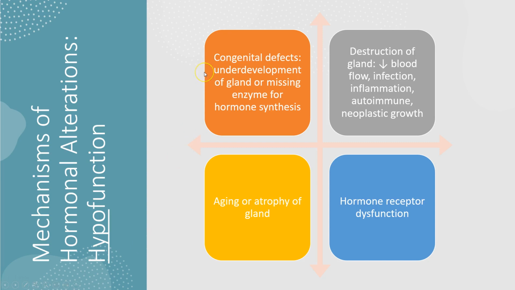Sometimes this comes from congenital deficits where maybe a particular gland is not fully developed or is missing some sort of key regulatory protein or enzyme. There could be a destruction of a gland, so maybe inflammation, infection, ischemia where you don't have enough blood flow, autoimmune disease, cancer has destroyed the gland and it's just not making enough of that hormone. The gland could decrease in size and function due to aging or atrophy. Or there could be a dysfunction in the hormone receptor and the gland itself is okay.